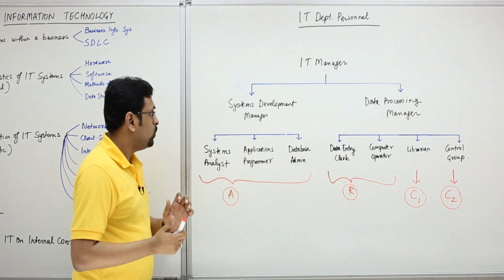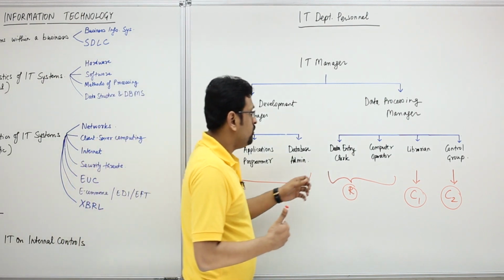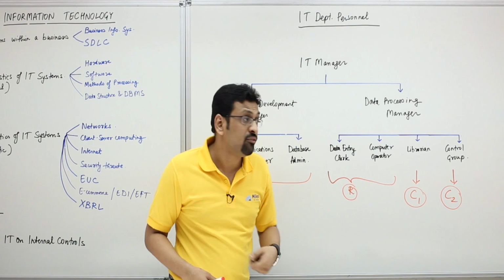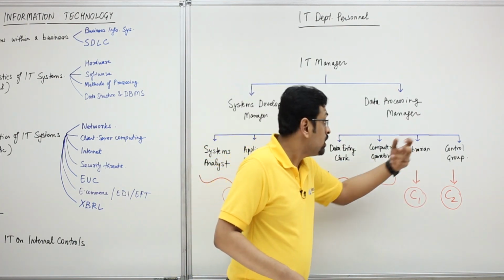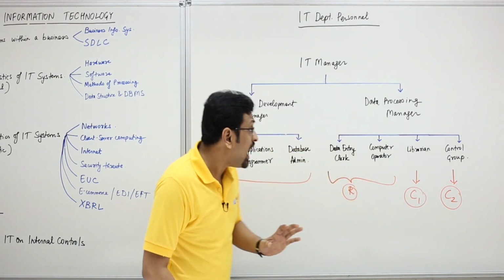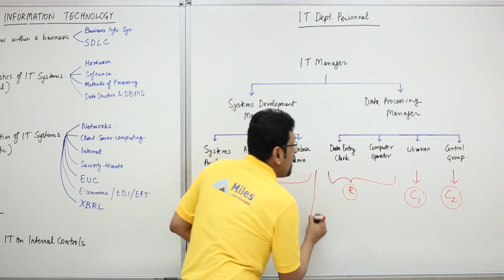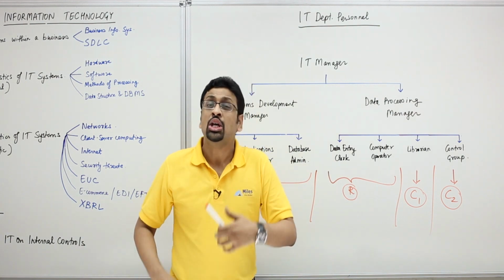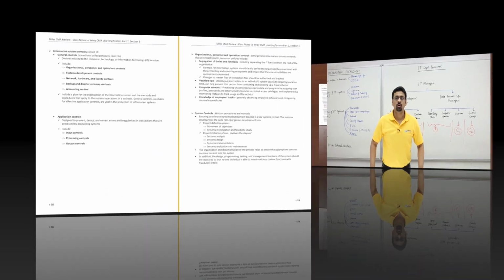So guys, once again, we are looking at the systems development team doing authorization. We are having the data entry clerk and the computer operator in charge of record keeping function, librarian in charge of the custody function, control group in charge of the comparison function. And because we have different employees in charge of these functions, we have also ensured proper segregation of duties. So that's your ARCS in internal control.